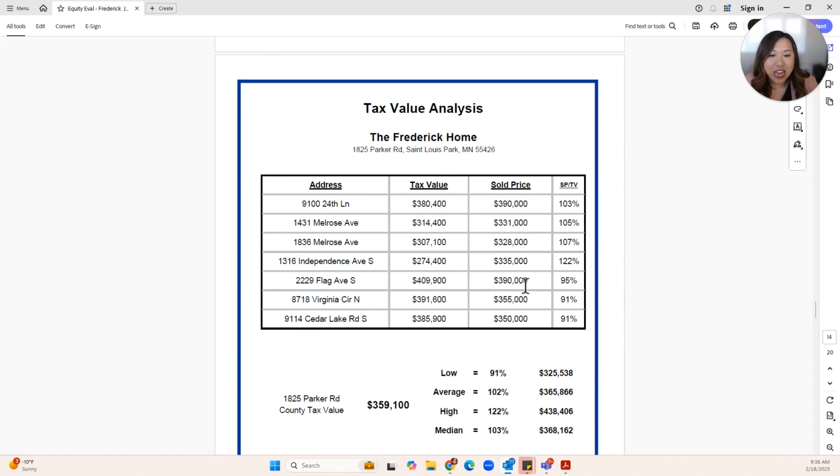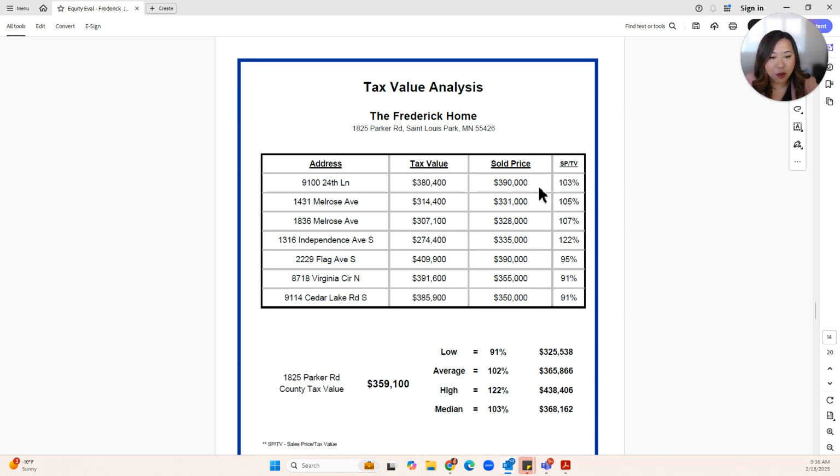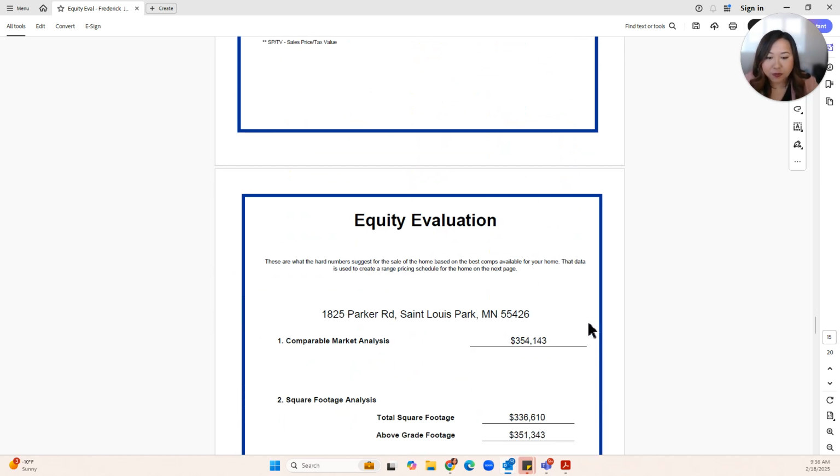And then last, we look at tax value too. Under the same principle, it's just public knowledge. People are going to see it. People are going to wonder. They're going to ask why you're pricing the home differently than what their tax value says. So then we just talk about the elephant in the room.